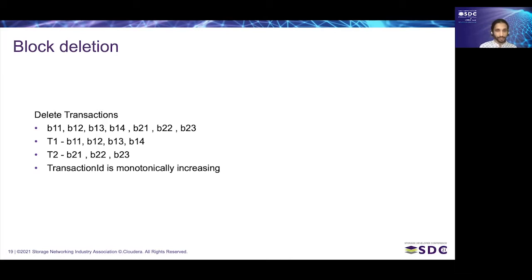Every transaction has a corresponding transaction ID. This transaction ID is monotonically increasing. The transaction ID helps in giving consistency guarantees to SCM. So all the deletion happens with the transaction ID update, and SCM can make sure that the container transaction ID reported by the data nodes is consistent with the transaction ID stored by SCM.